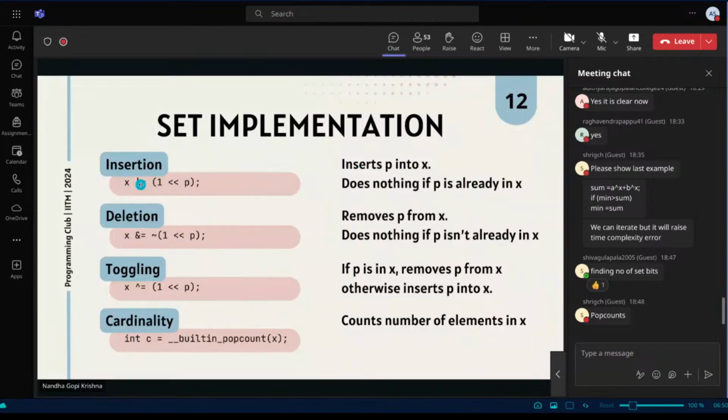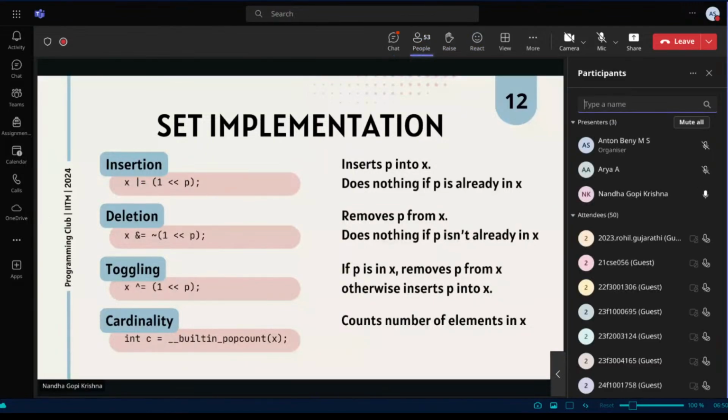If initially it was not set, now it becomes set. If it initially was set, then there's no change, which is exactly what we want. It sets the pth bit to 1 and does nothing if the pth bit was already 1.